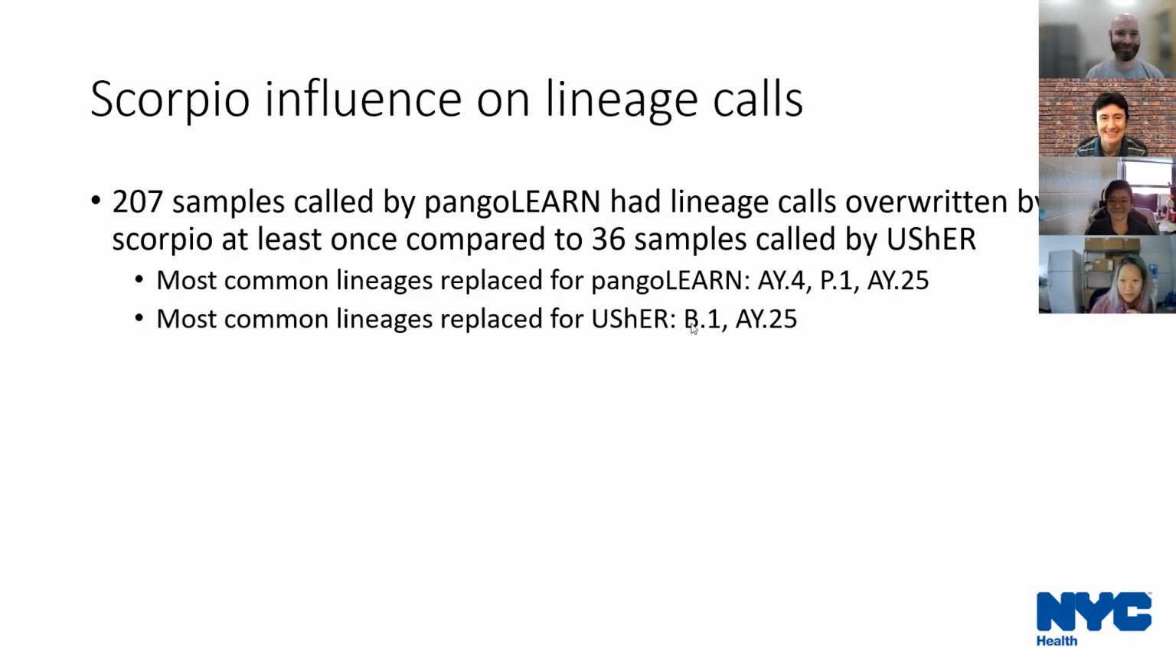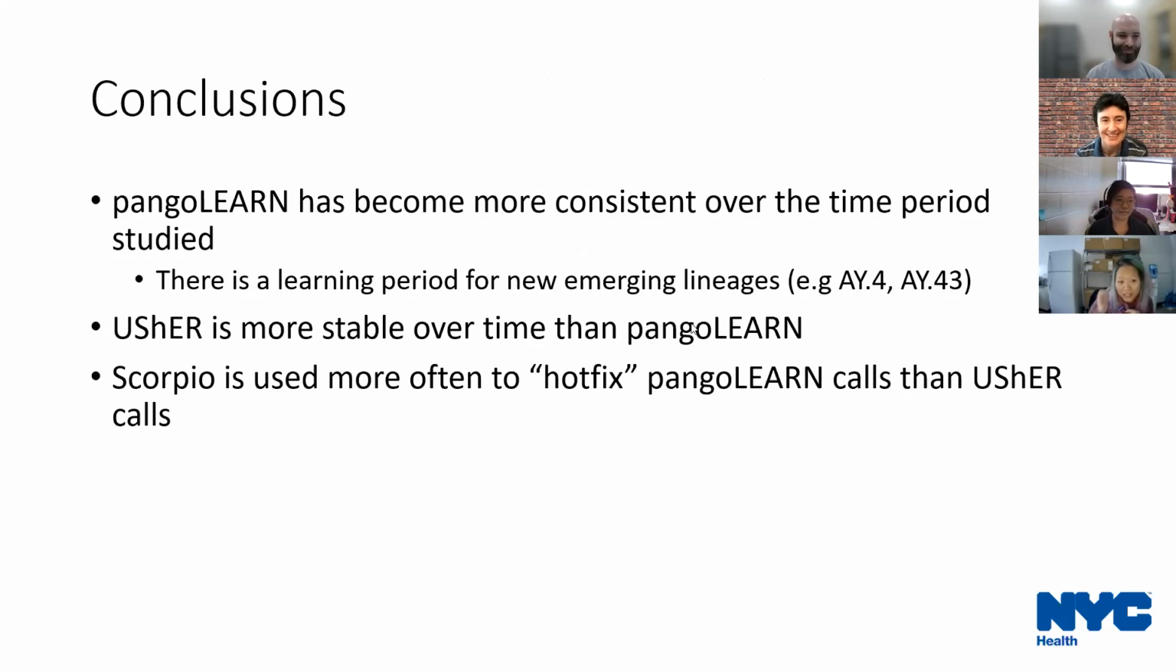So to wrap up, it seems like pangoLEARN has become more consistent over the time period that we tested. There is clearly a learning period for new emerging lineages, such as AY4 and now AY43. Overall, UShER is more stable over time. And because of that, Scorpio is used more often to hotfix pangoLEARN than UShER, which really speaks to how useful Scorpio is overall.